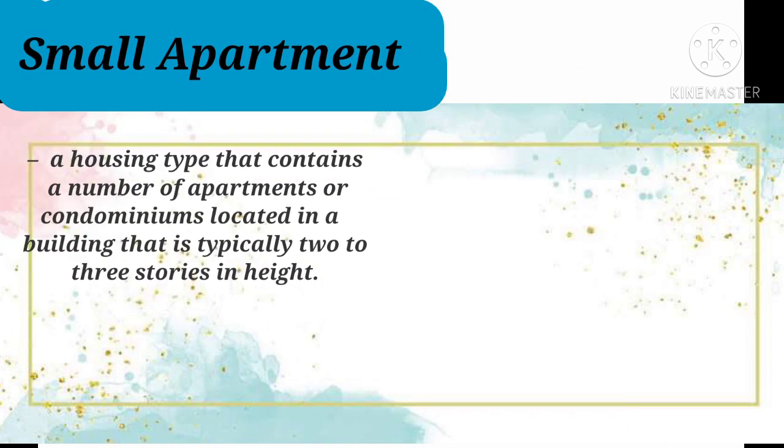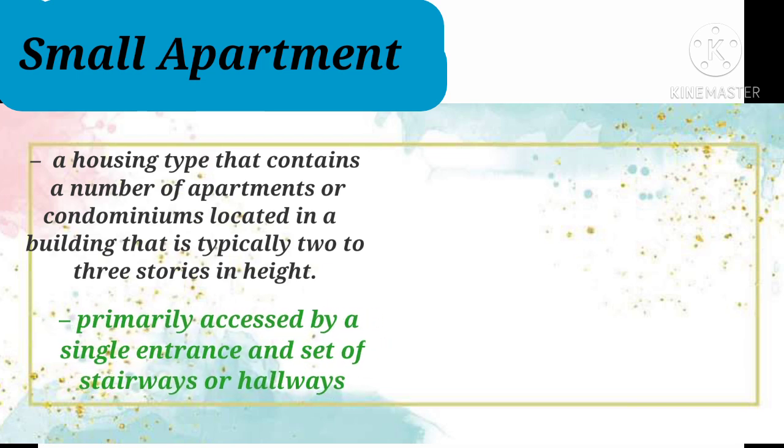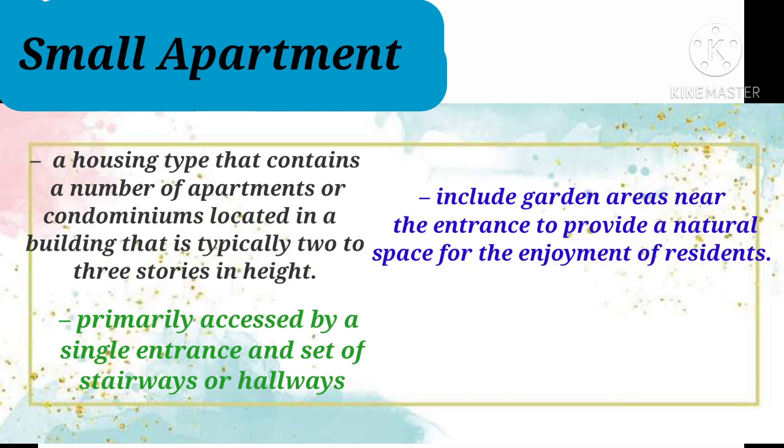A small apartment is a housing type that contains a number of apartments or condominiums located in a building that is typically 2 or 3 stories in height. These apartments or condominiums are primarily accessed by a single entrance and a set of stairways or hallways. However, beyond these shared characteristics, the building types vary a great deal. Some structures appear to be similar to homes in their design, while others are distinctly apartment buildings.